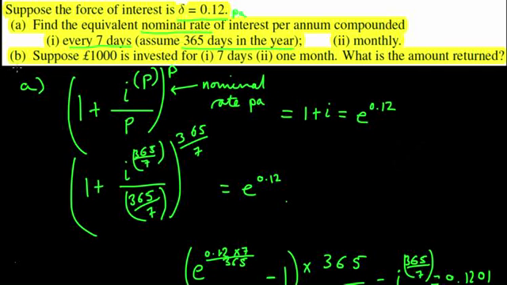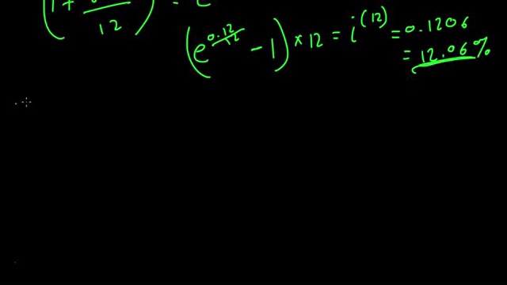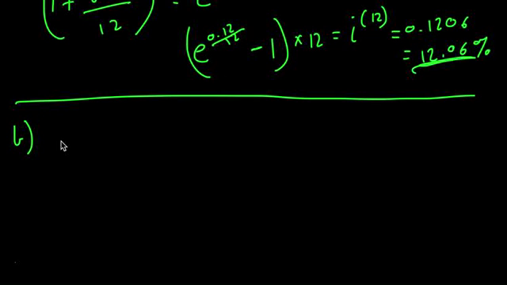So now we're looking at part B, and part B is actually easier. It's just saying, suppose £1,000 is invested for 7 days or 1 month. What are the amount returns? Let's draw a line over here and do both at the same time. We have 1,000 times 1 plus i, which when compounding continuously looks like e to the power of the annual rate of 0.12 times a time factor, which would be 7 over 365. So that's the first bit that they want.